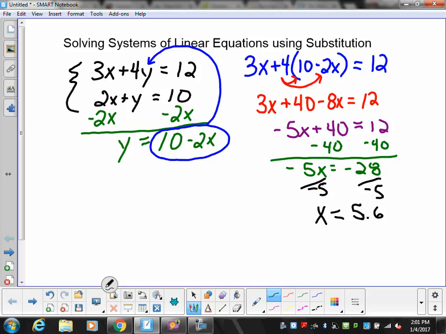As I said earlier, these two lines are going to cross somewhere in the middle of two numbers. It won't be at a whole number. 5.6 would be difficult to find on a graph.